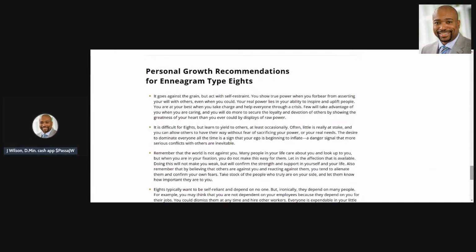Your real power lies in your ability to inspire and uplift people. When you are at your best, when you take charge and help everyone through a crisis, few will take advantage of you when you are caring, and you will do more to secure the loyalty and devotion of others by showing the greatness of your heart than you ever could by display of raw power. And I think this is the biggest thing.